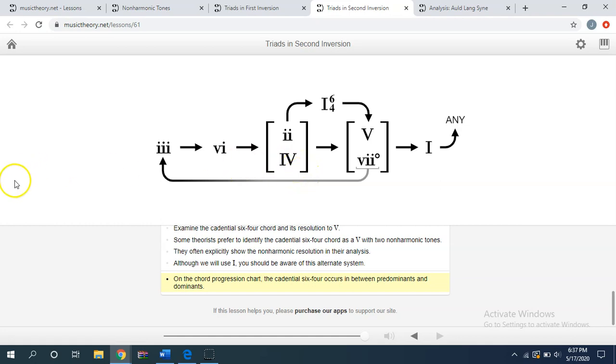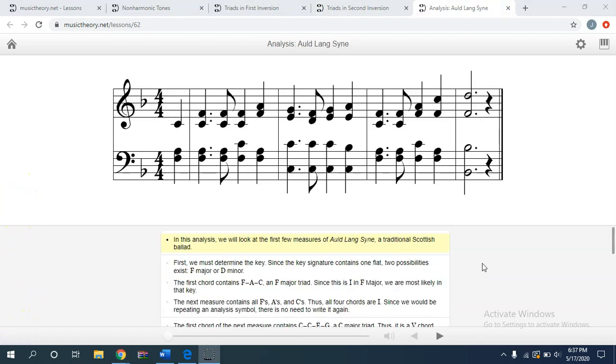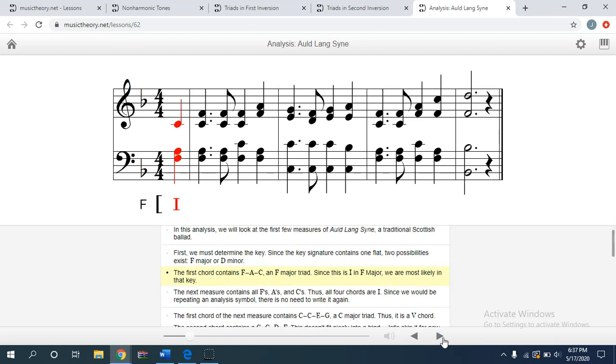So let's go ahead now and take a look at all of that in a song called Auld Lang Syne. So as you can see, we've got Auld Lang Syne written up. This is a Scottish ballad that's often sung actually at New Year's Eve, the beginning of the new year. So here's just the first couple of measures in this piece. So first we must determine the key. Since we've got 1 flat, we have 2 possibilities, right? We've got F major or go down 2 notes to D minor. First chord, though, looks an awful lot like an F major chord, so I think we can probably safely assume that we are in the key of F major.